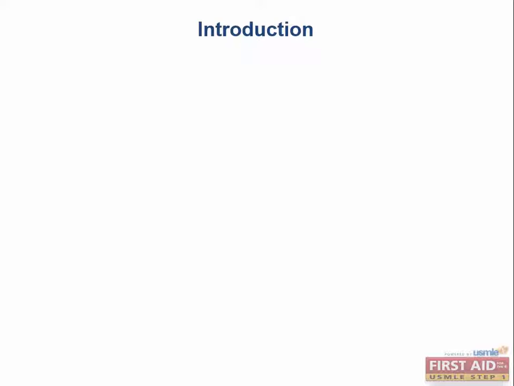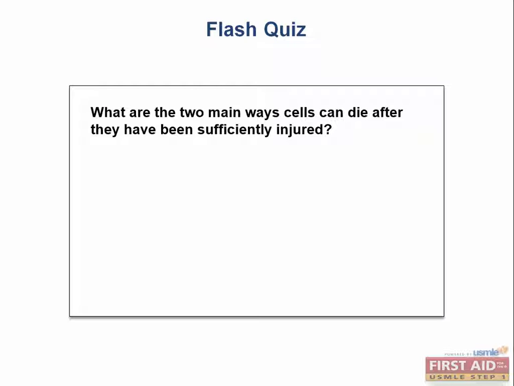Okay, so basically, here's an overview of what we'll talk about in this section. Cell injury, inflammation, and neoplasia. So really only three things. We'll start off with talking about cell injury. We'll start off with a flash quiz.